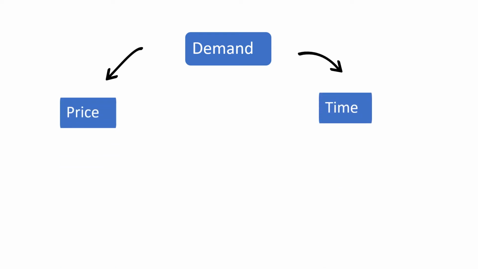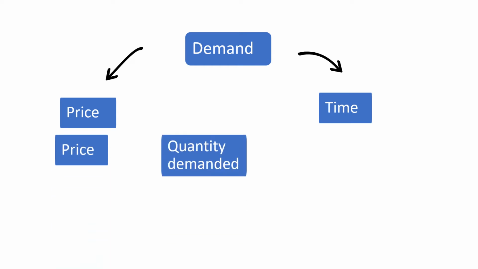If you look at economics, it is a study about relationships only. So when I say a relationship, it is about two terms. Now coming to demand, it also is affected by two terms, one being price and the next one being time. In price, we can say price and quantity demanded. So when the price is high, the quantity demanded will be low. And when the price is low, the quantity demanded will be high.